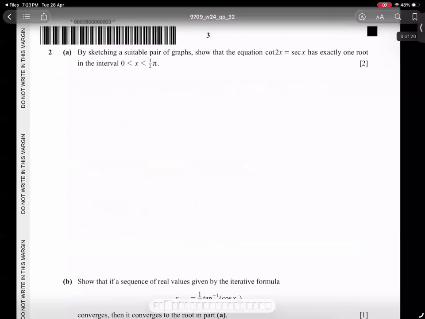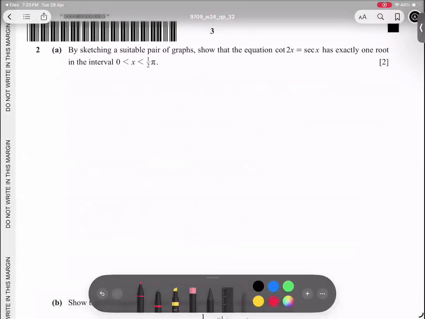Question number 2, students, we have: by sketching a suitable pair of graphs, show that this equation has exactly one root in the interval 0 to pi by 2. So we have to go up to pi by 2. And students, what is the way? You have to sketch both separately. Okay, and the best idea is to take a scale.